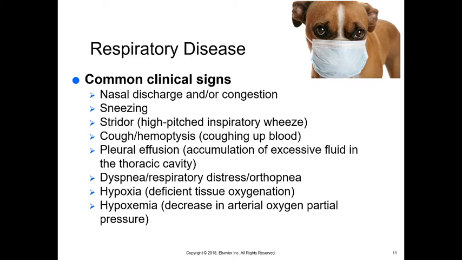Hypoxia is deficient tissue oxygenation, and hypoxemia means a decrease in arterial oxygen partial pressure. So when we have decreased tissue oxygenation, you should know that the tissues aren't pink anymore, right? Oxygen combined with hemoglobin makes the tissues red. When we lose oxygen, now we have cyanosis, and that is when the tissues turn blue. That's a sign that we're having some pretty severe respiratory disease.